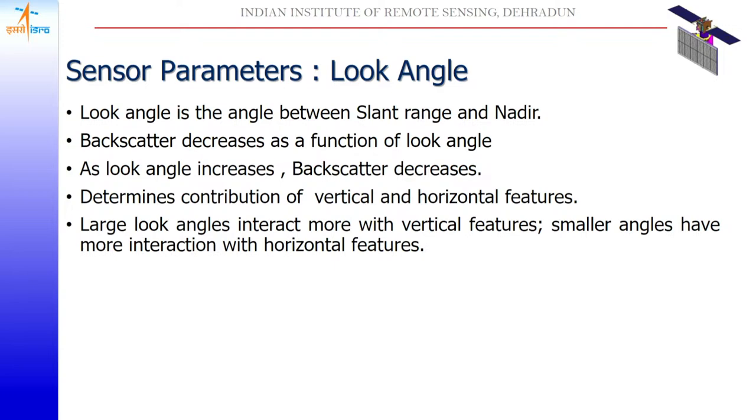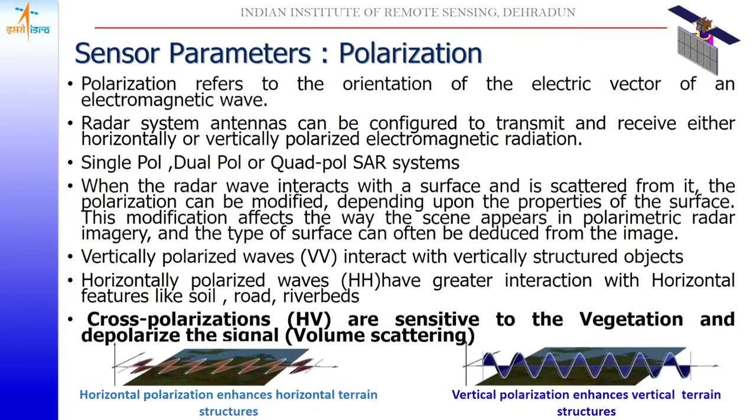But if you want to do crop discrimination, then we can use large look angles for the study of sugarcane and this type of thing, which are vertical structures. So that depends on your application. If you want to study any vertical features, then you can use the large look angles, and if you want to study the horizontal features, you can use the smaller look angles.